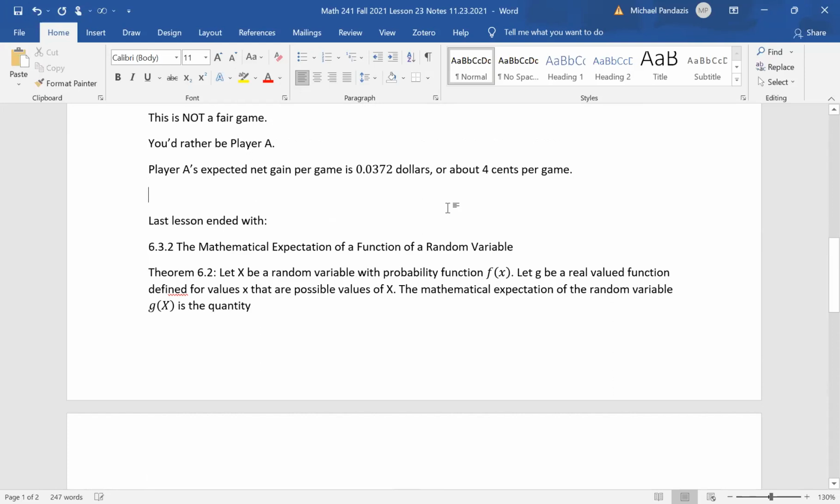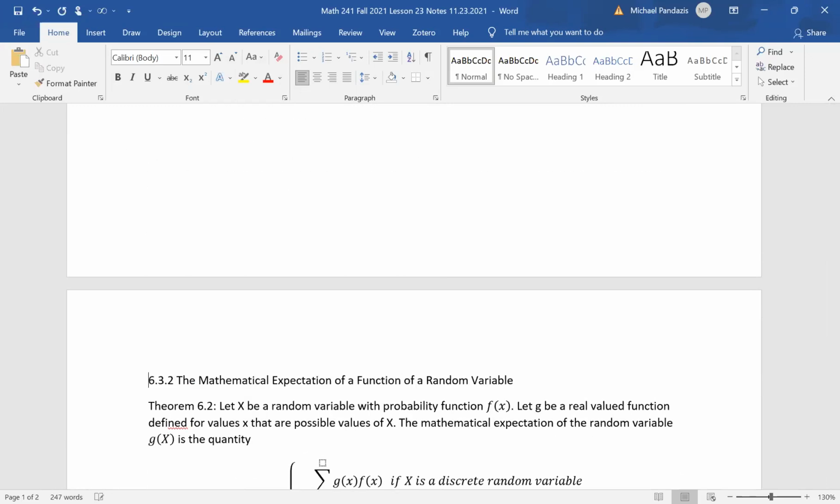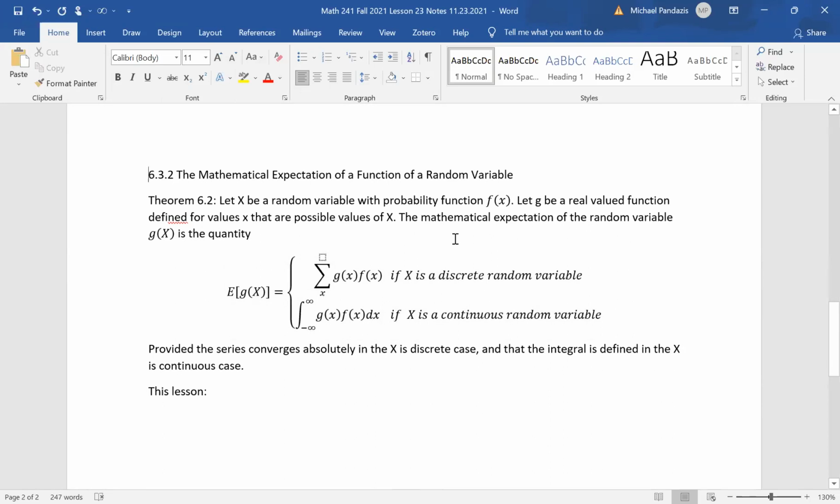Okay, let's keep going. So last lesson ended with 6.3.2, which is on the mathematical expectation of a function of a random variable. So we gave this definition of expected value of a function of a random variable. And so we have these two conditions: whether x is discrete or x is continuous. Provided that the series converges absolutely in the discrete case, and provided the integral is defined in the continuous case.